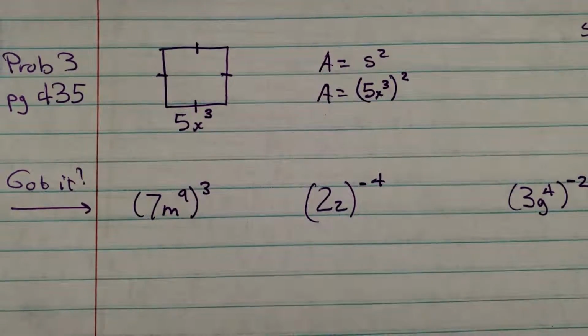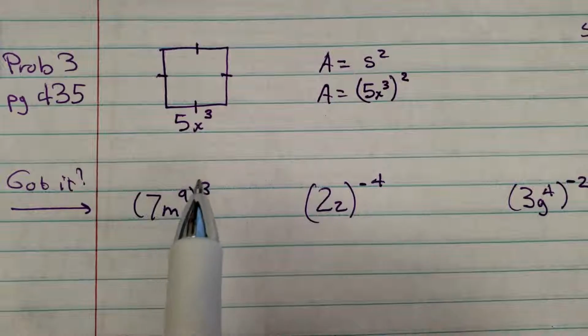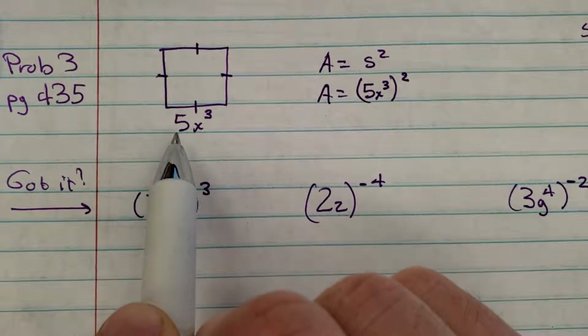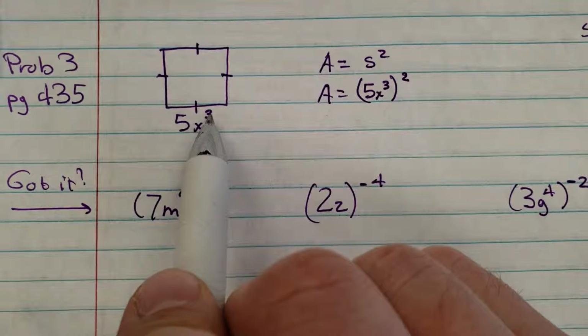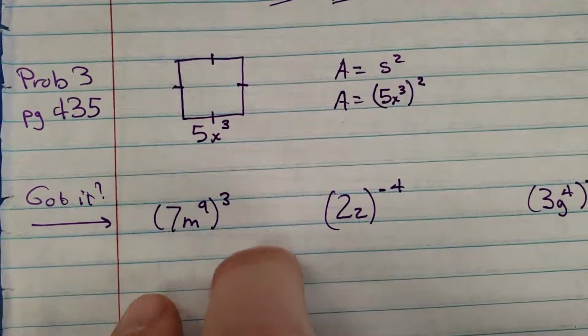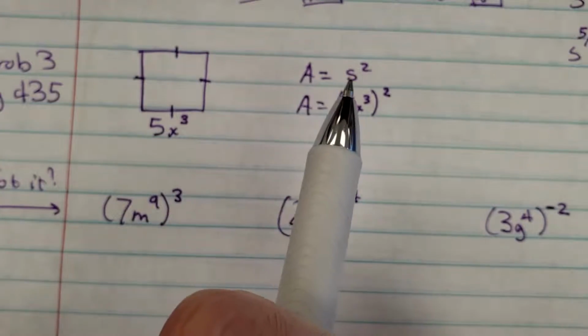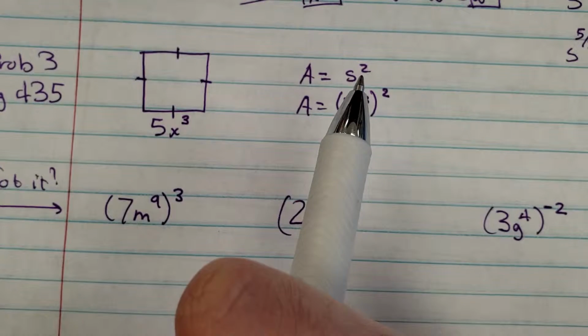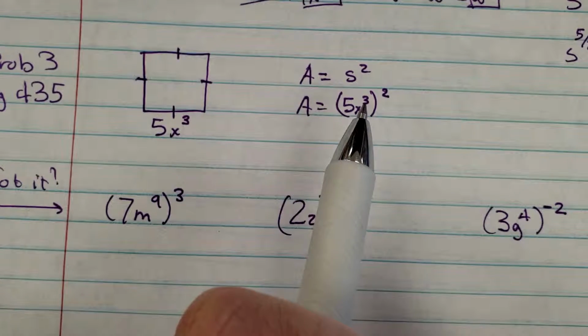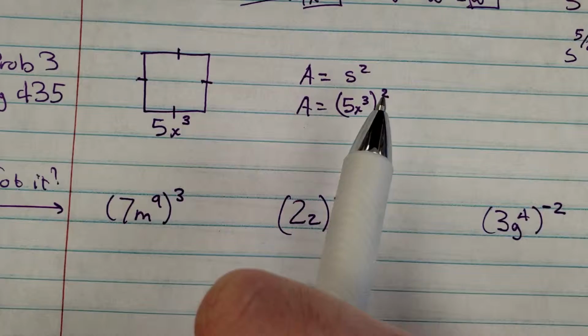Problem number 3 on page 435. What they're doing is giving you a square with a side length of 5x to the third power. They want you to use the formula for the area of a square, which is just the side length squared. So you have to take 5x cubed and then square it.